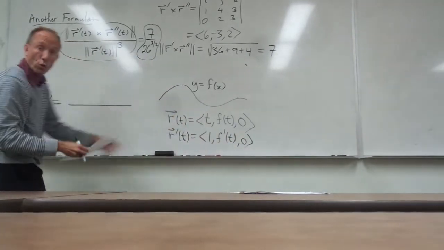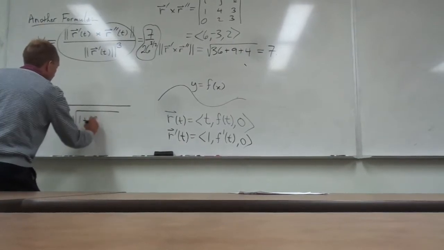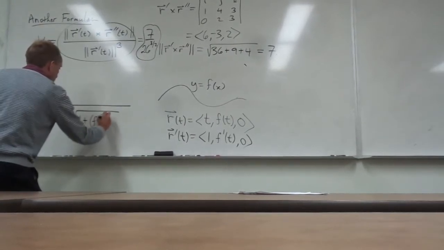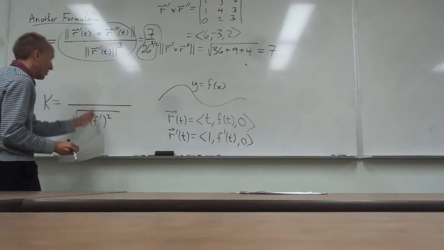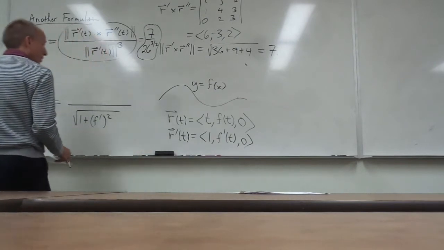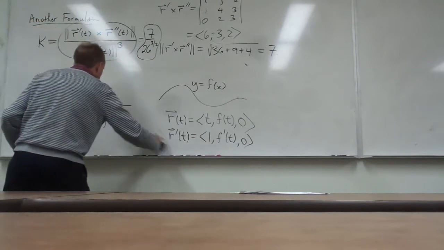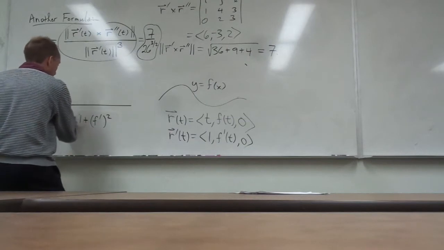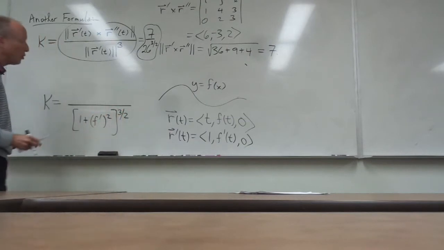If I take the norm of that, I'll get the square root of 1 squared plus f prime squared plus 0 squared, and the square root of all that. And then I have to cube that, right? So in other words, let me write it a little differently here. It's just going to be the 3/2 power. It's a square root, but then we have to cube it.